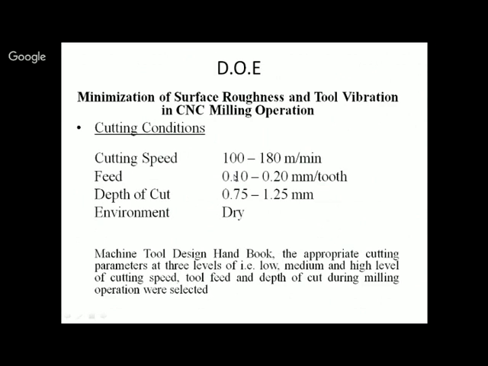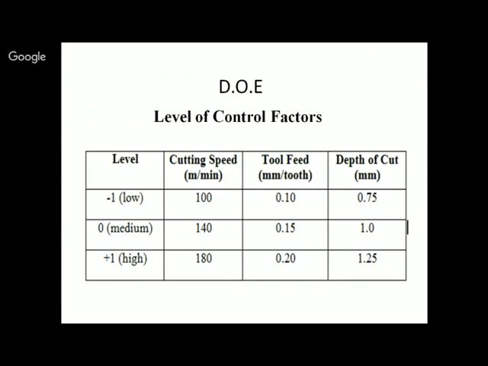So for EN31 tool die steel, from the machine tool design data book, the appropriate cutting speed I have taken is 100 to 180 meters per minute, and feed 0.1 to 0.2 mm per tooth. The depth of cut is approximately 0.75 to 1.25. This is the data I have taken from the literature work as well as the machine tool design data handbook. So these are the control levels of the control factors.